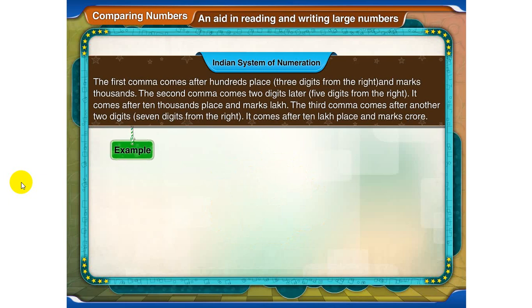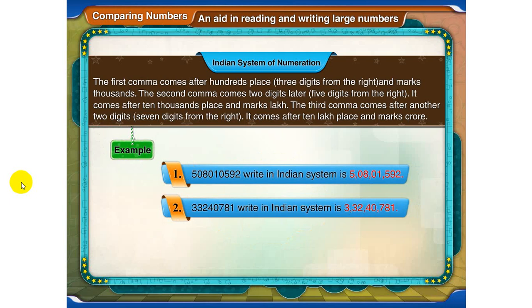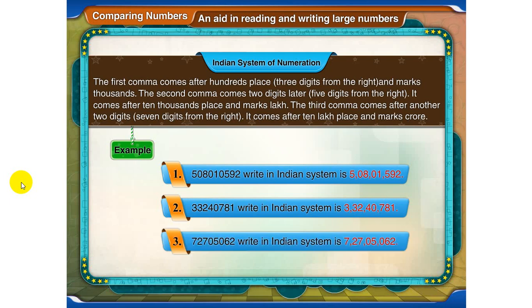For example, 1. 50 crore 80 lakh 10,592 in Indian system is given here. 2. 3 crore 32 lakh 40,781 in Indian system is given here. 3. 7 crore 27 lakh 5,062 in Indian system is given here.